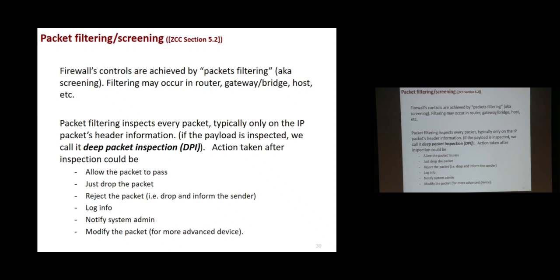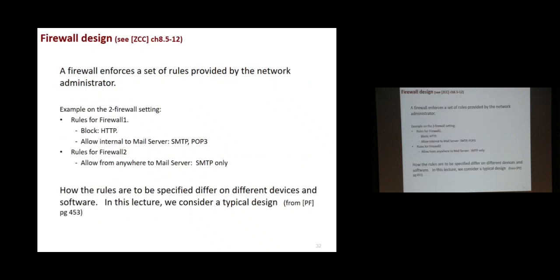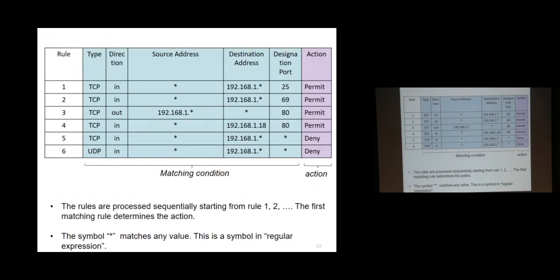So what actions can the firewall take? They can allow the packet to pass, drop the packet, reject the packet, log information, notify, or modify the packets. You can read from here. And the example of firewall rules, you can just read from here. It's quite intuitive and informative. This is one example of the firewall rules, and we have a tutorial on this.